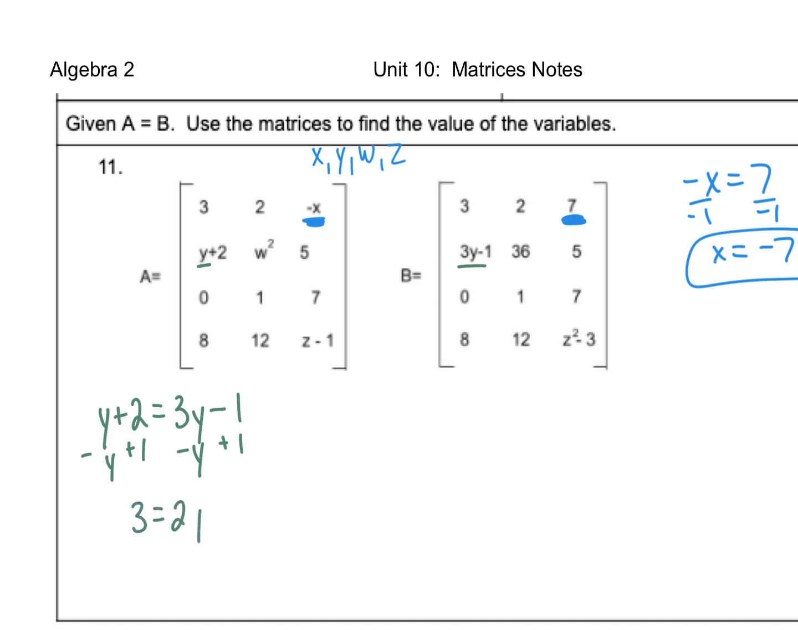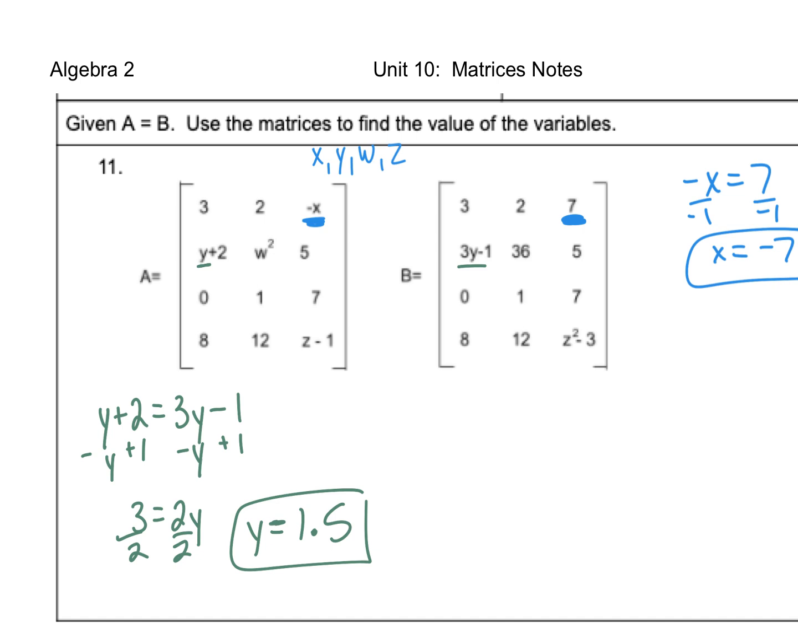And then what? What do I do from there? Oh my gosh, we need to go back to pre-algebra. Divide by 2. And what's Y equal? 1.5. Perfect. Okay, if you left it as 3 over 2, that's also totally fine.